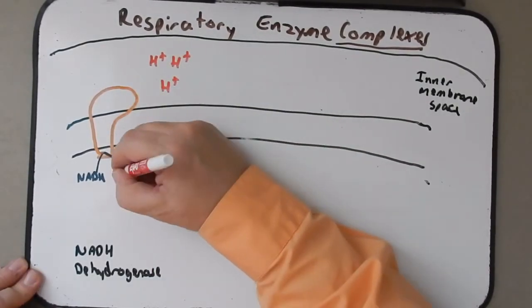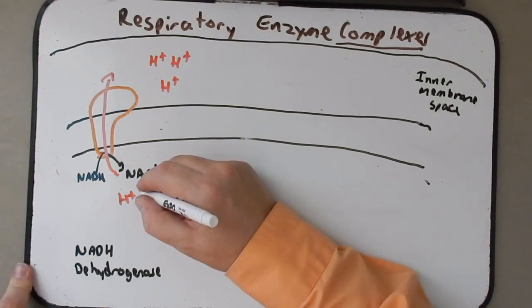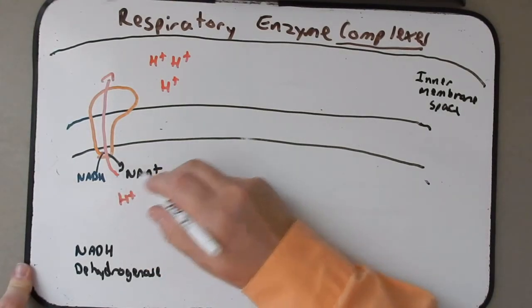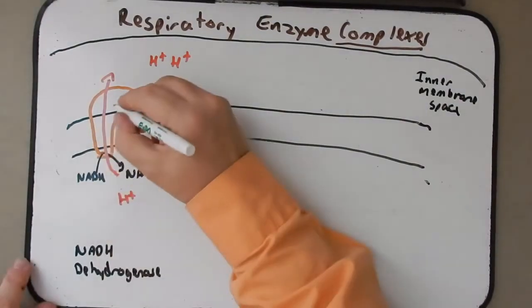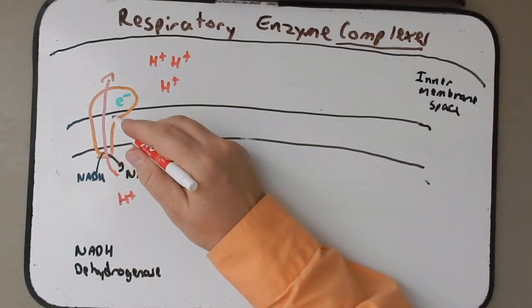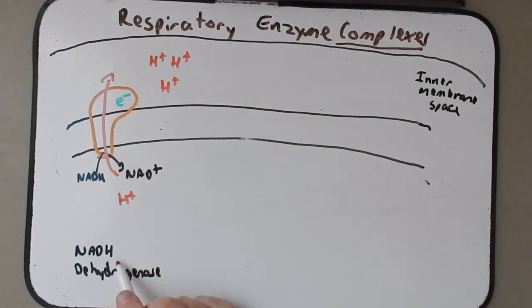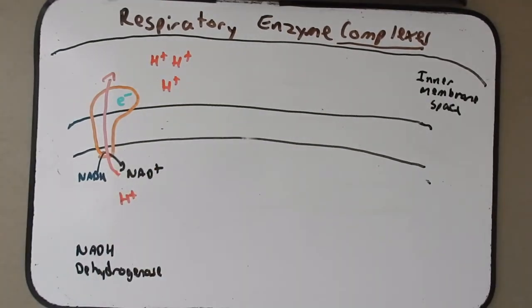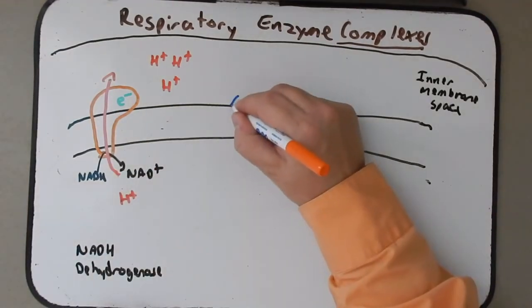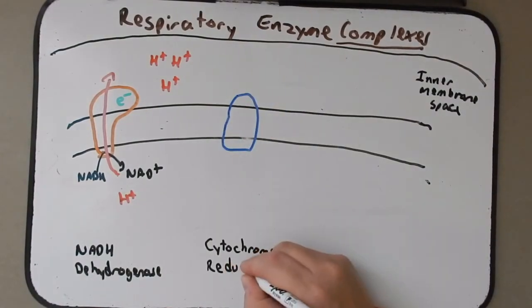It's going against the gradient. But it's able to go across this complex because it's taking advantage of this high energy electron that's also produced when NADH is converted to NAD+. And so we're going to draw this electron just like so. Now the reason the electron can move to this NADH dehydrogenase from NADH is because NADH dehydrogenase has a higher affinity for that electron shown here. Now the next complex I want to draw, I'll draw it right here. And this one is cytochrome C reductase.